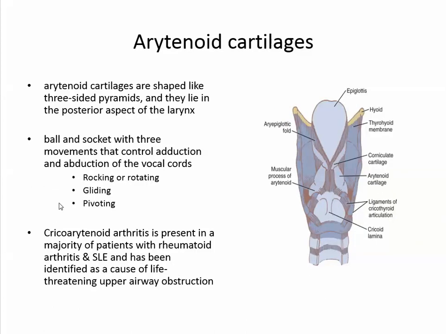The two arytenoids are cartilages shaped like three-sided pyramids, and they lie in the posterior aspect of the larynx. The arytenoid cartilages are described as a ball and socket with three movements: rocking or rotating, gliding, and pivoting, that control adduction and abduction of the vocal cords. All such joints can be affected by rheumatoid arthritis. Cricoarytenoid arthritis is present in the majority of patients with rheumatoid arthritis and other autoimmune diseases and can cause life-threatening upper airway obstruction.